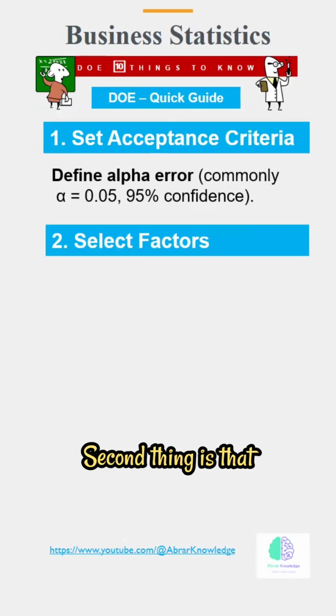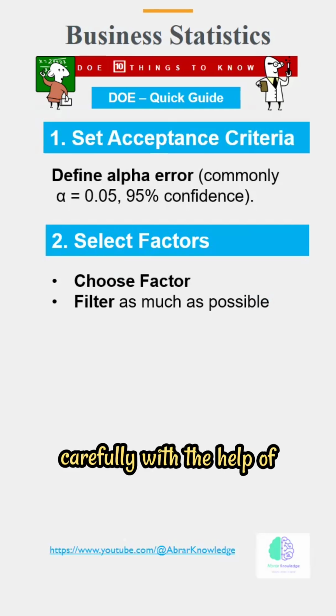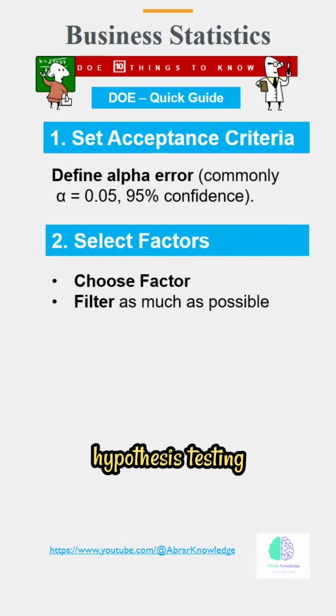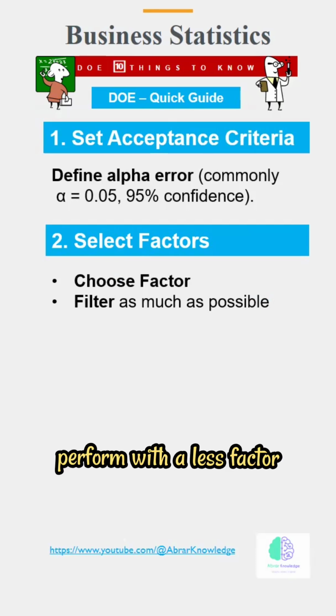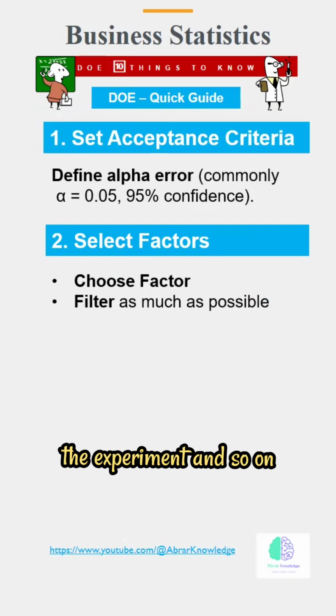Second thing is to select factors. Choose factors carefully with the help of hypothesis testing. As much as possible, filter it down so you can perform with fewer factors, you can optimize the design, and you can optimize the experiment and so on.